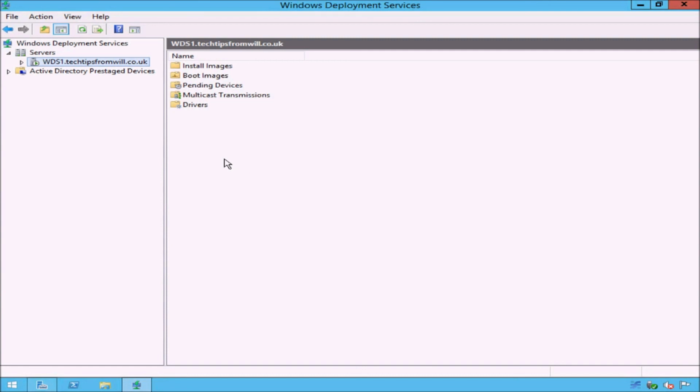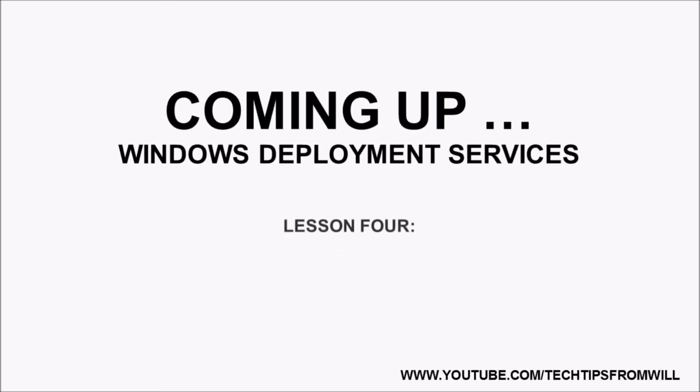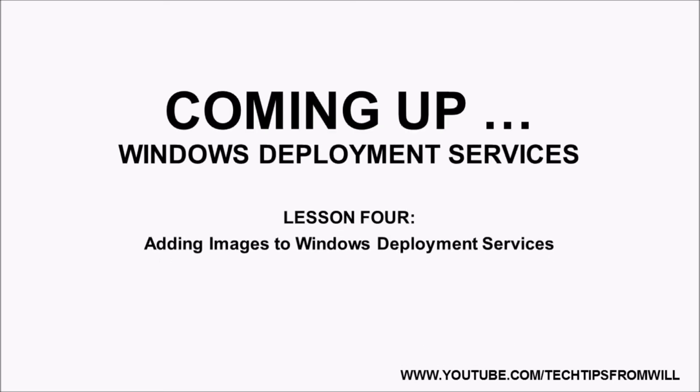This concludes this lesson on the initial configurations for Windows Deployment Services. I hope you have found this lesson useful. In the next lesson, I will demonstrate how to add images to the WDS server, which can then later be deployed to bare metal computers on the network.